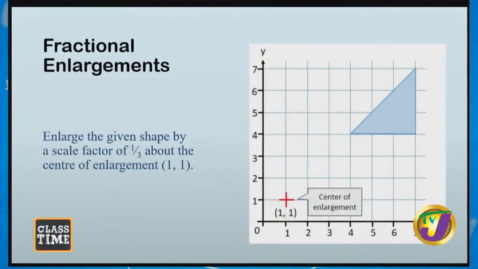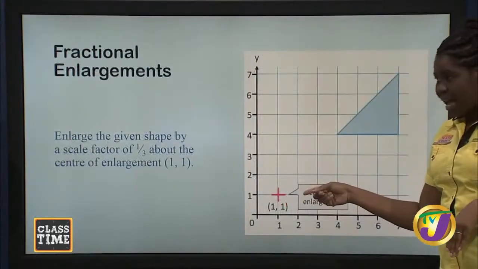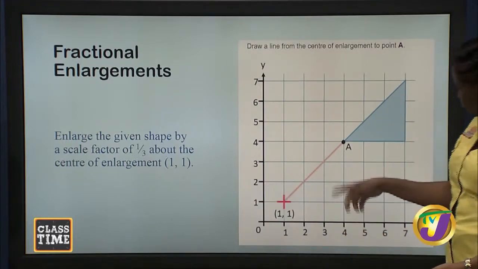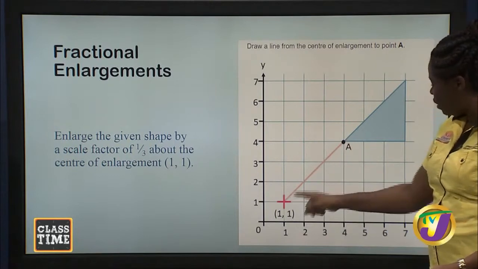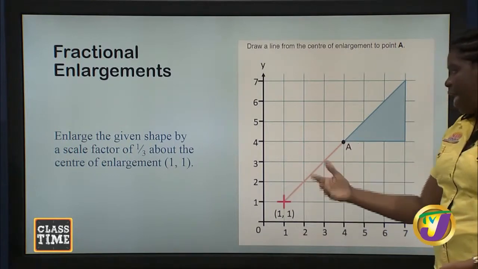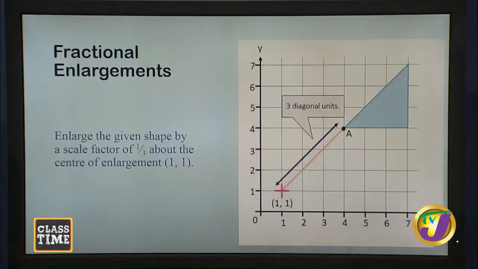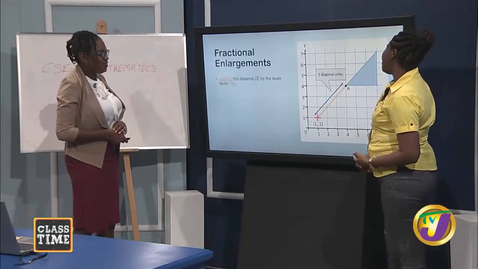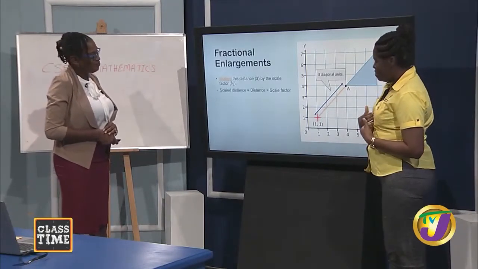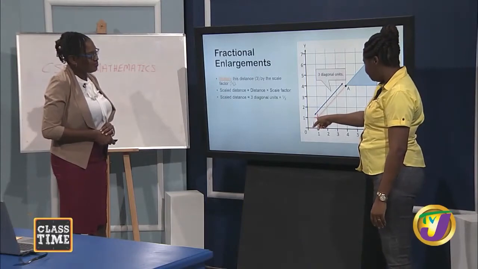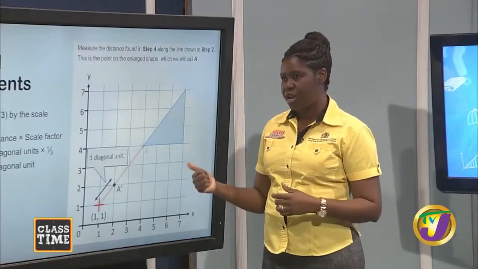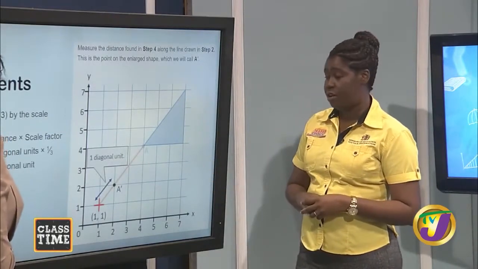And the same rule applies. Choose a point on your object, measure the length of the line segment, and multiply that by your scale factor, which is 1/3. So this line segment here is 3 units. I'd multiply by 1/3, and that gives me 1. 1/3 of 3 would be 1. So that is telling me that from the center of enlargement, I need to have A prime at 1 unit from the center of enlargement.